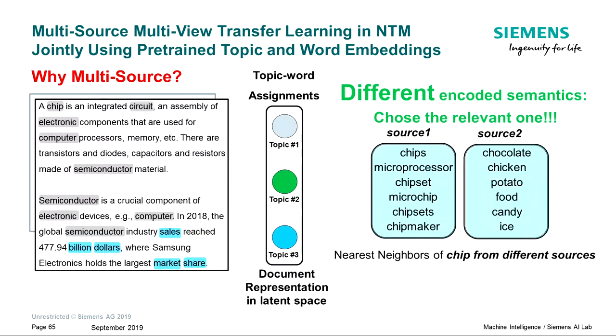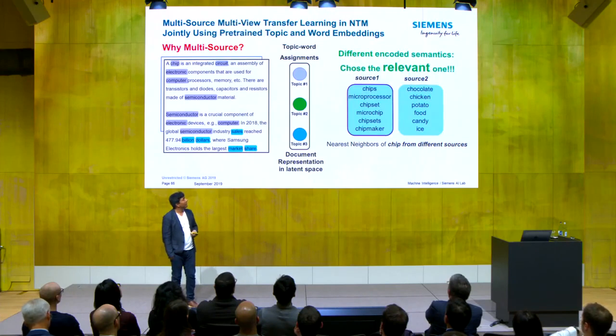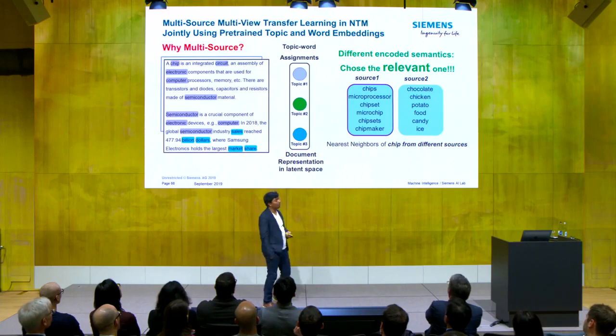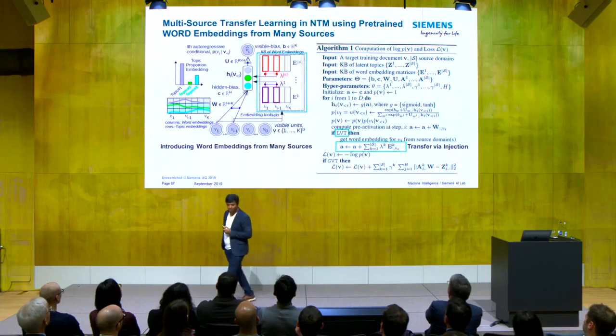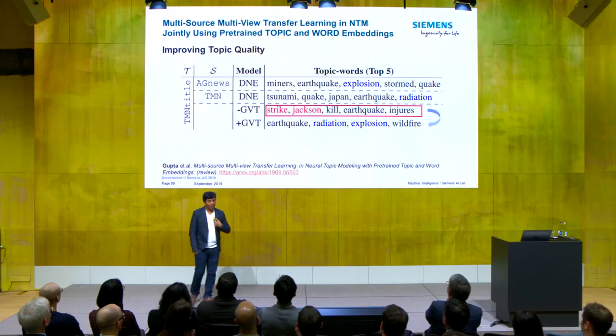And the idea is how can we introduce them from several sources. One source of information in transfer learning could have a representation of chips, microprocessor, chipset, and another could have chocolate, chicken, potato, which is very different from the expectation of this document. So here, the idea is to find the relevant source of information, which is this one, and introduce it into this model. Okay, so this was the model those guys are interested in. What it did actually in the end.